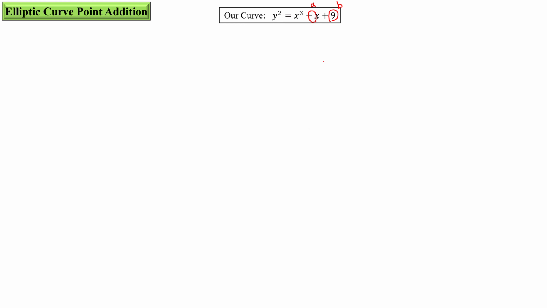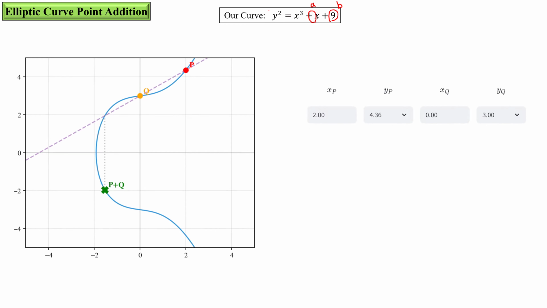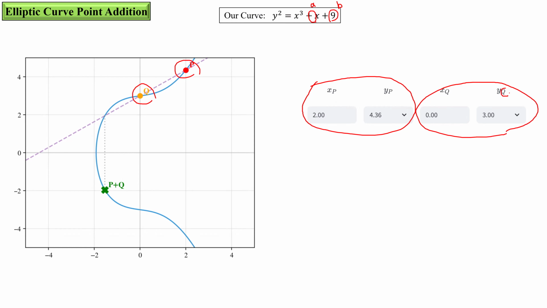Okay, the first one is point addition. We want to see how two different points on a curve can be added to each other. For instance, we have a point here like P. So this is point P, and these are the X and Y coordinates for P. The X coordinate is 2 and the Y coordinate is 4.36. And the other point is Q, and these are the coordinates for the point Q.